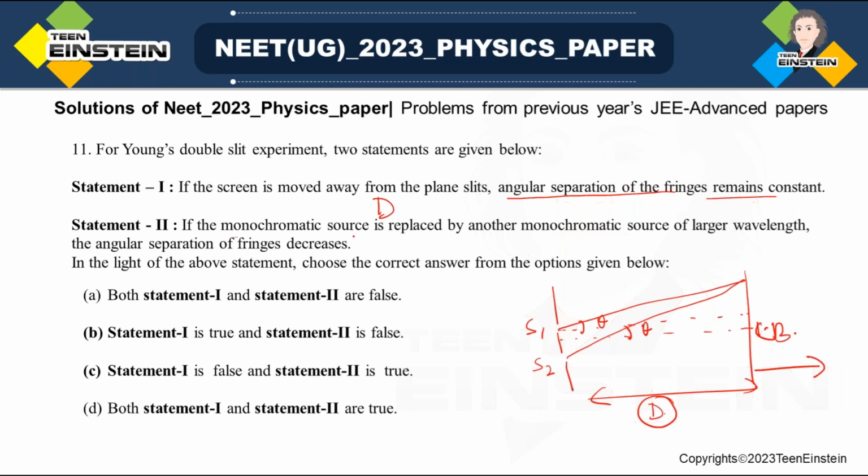The second statement: if the monochromatic source is replaced by another monochromatic source of larger wavelength, then the angular separation of the fringes decreases. Okay, so in one case it is said that it remains constant, and in the other case it is said that if the wavelength is larger, then the angular separation of the fringes will decrease. Now there are options here. Whether both are false, or both are true, or statement 1 is true and statement 2 is false, or statement 1 is false and statement 2 is true. We have to see that.